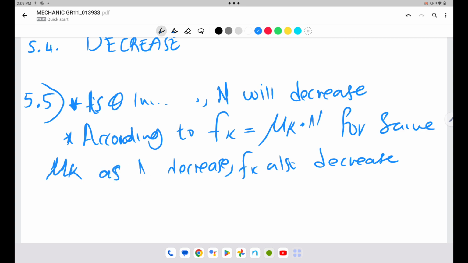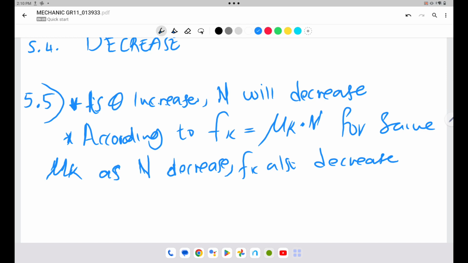When you write your reasons, you can't just start by saying that according to the equation, for the same mu k, as the normal decreases, fk also decreases. You must first give us a reason how you got to the statement that the normal will indeed be decreasing. So there must not be any holes in your statement. When you write your reasons, the reasoning must be orderly. I forgot the English term for it, but they must follow the order.